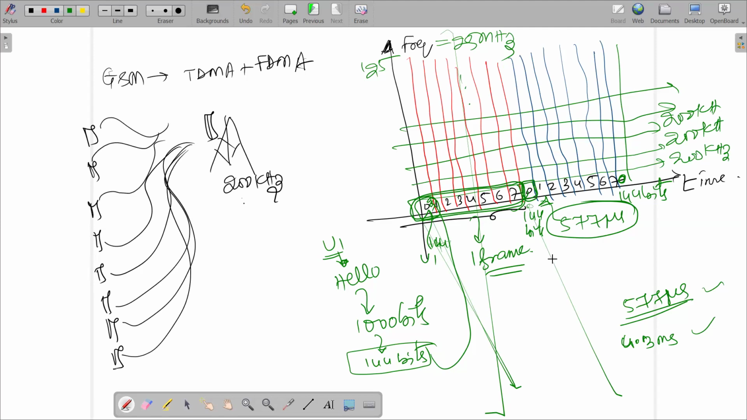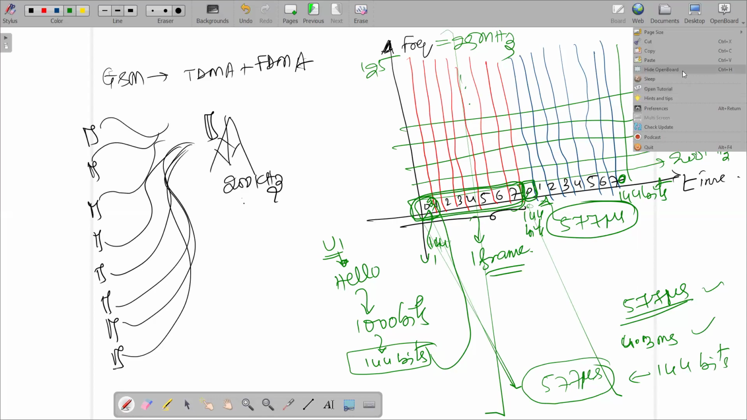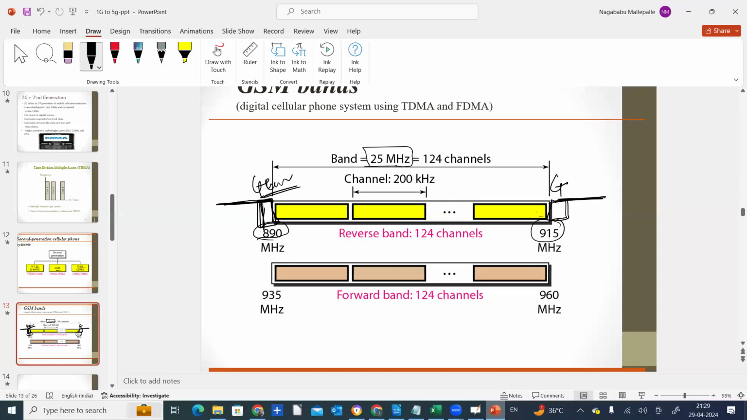Can you repeat how 144 bits are transmitted here? That is a big story. Just forget about it for now. There is a lot of story. That's what I said, right? In this 577 microsecond time slot, I cannot fit more bits. I can fit only 144 bits, and there is a lot of story. We cannot go through that complete story.